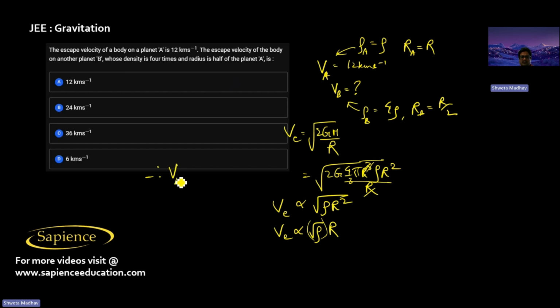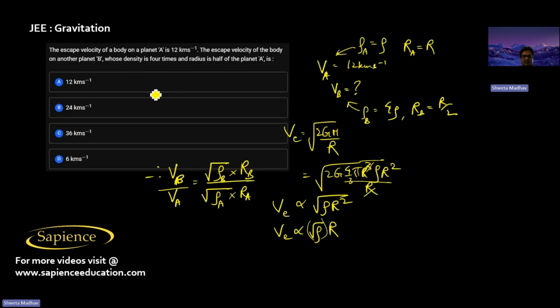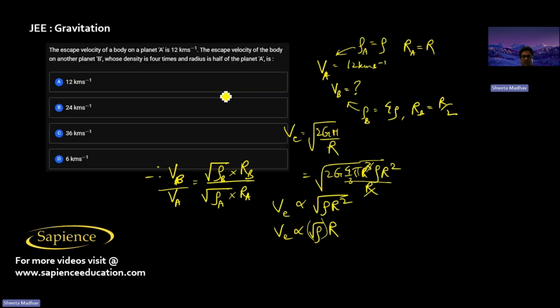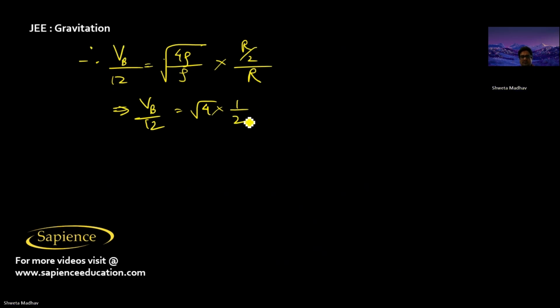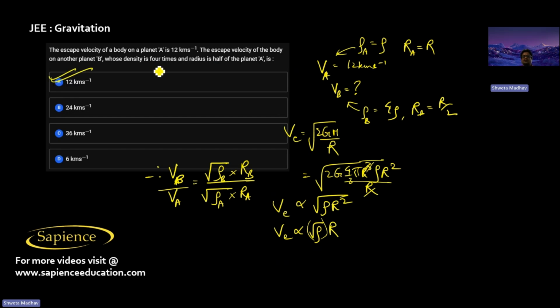Therefore, escape velocity in B by escape velocity in A is equal to root over density of B into radius of B, divided by root over density of A into radius of A. So the escape velocity in planet B divided by the escape velocity in planet A, which is 12 km per second, is equal to root over 4 rho by rho into R by 2 by R, which is root over 4 into 1 by 2, which is equal to 1. Since root 4 is 2, the 2 and 2 cancel out. Therefore, the escape velocity in B also will be 12 km per second. So option A is the right answer.